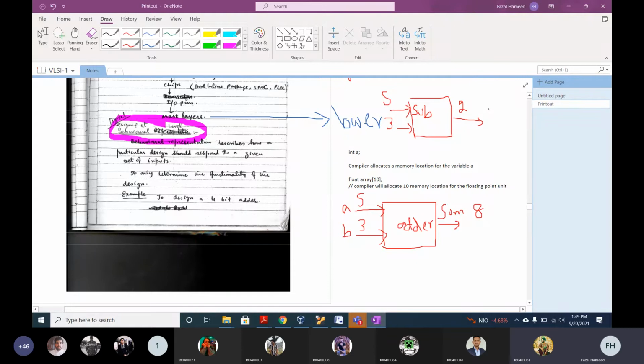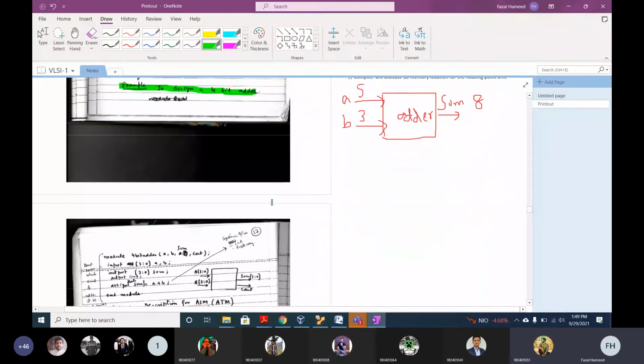Now, if you are designing at a behavioral level, and we are designing a digital system, in VLSI design we will be designing digital systems, and we will study different types of systems and design them at various levels of abstraction. But how can we design a system at a behavioral level? Let's assume we have an example. Let's assume we want to design a 4-bit adder.